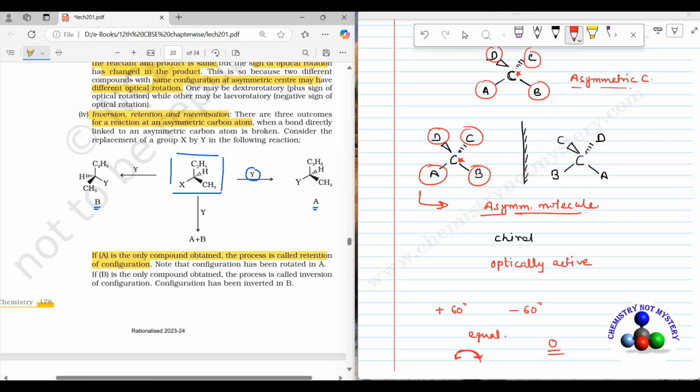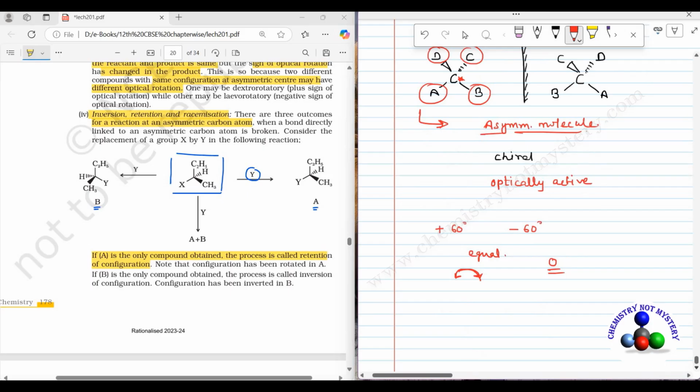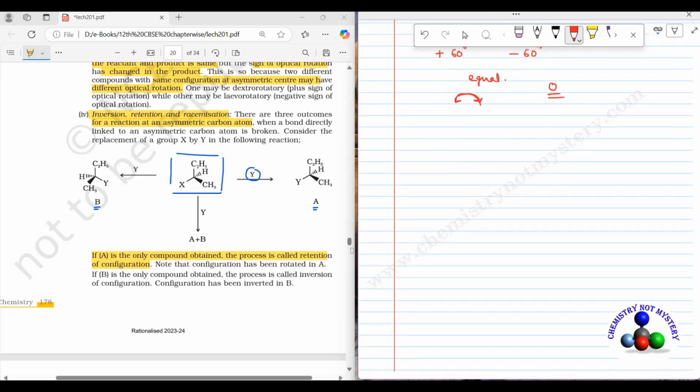Here you need to learn how to assign the configuration. You can find the link of the video in the description box to assign the configuration of the molecule, but quickly I will try to explain it here. For example, this is carbon, and here this is the front bond, here this is the rear bond, and these two are in plane mode. This is bonded to CH3, here it is bonded to Br, here it is bonded to C2H5, and here it is bonded to hydrogen.